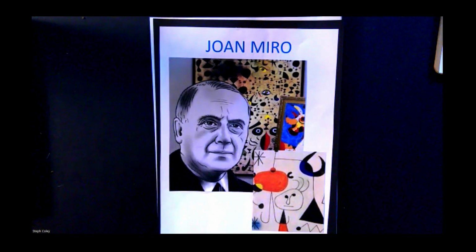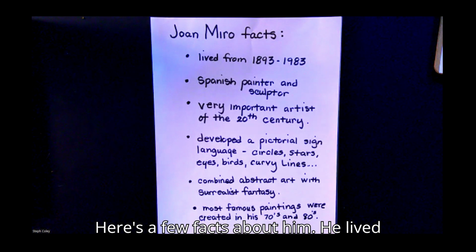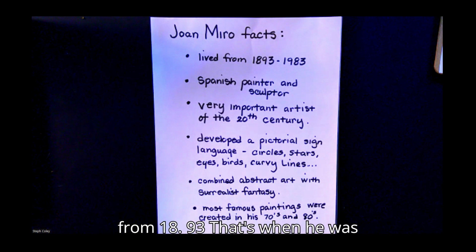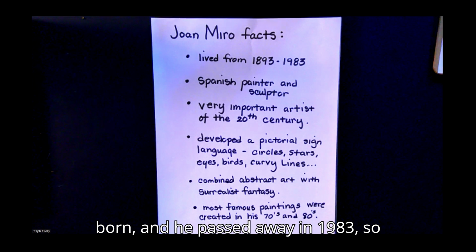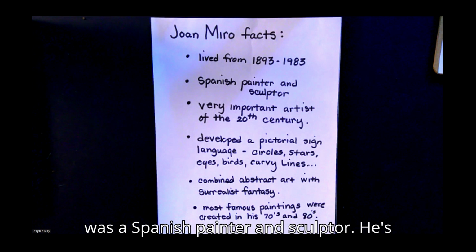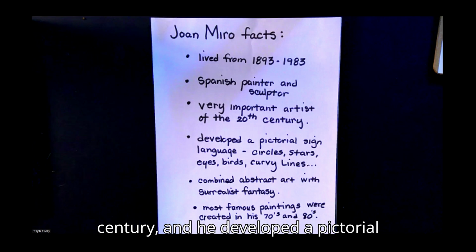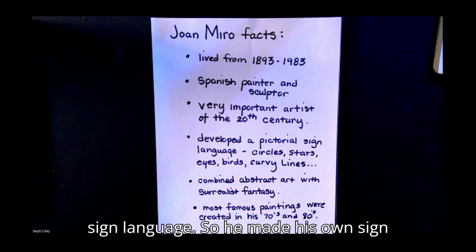Joan Miro. Here's a few facts about him. He lived from 1893, that's when he was born, and he passed away in 1983. So he's 90 years old. He was a Spanish painter and sculptor. He's a very important artist of the 20th century, and he developed a pictorial sign language.